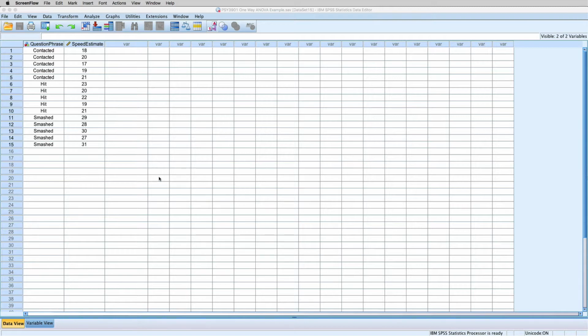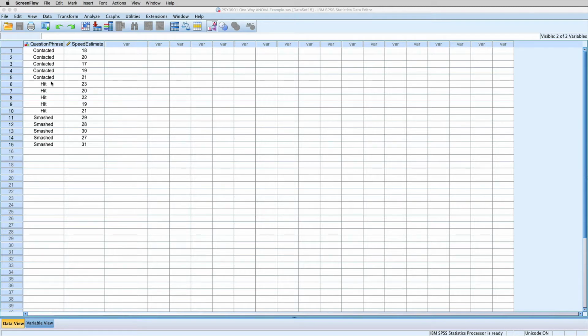So assuming in a similar study that we ran, similar to the one by Loftus and Palmer, we had 15 participants that watched the video. 5 of them were asked with the question phrasing, how fast was the car going, or were the cars going when they contacted each other. 5 other participants were asked how fast the cars were going when they hit each other, and 5 other participants were asked how fast they were going when they smashed into each other.